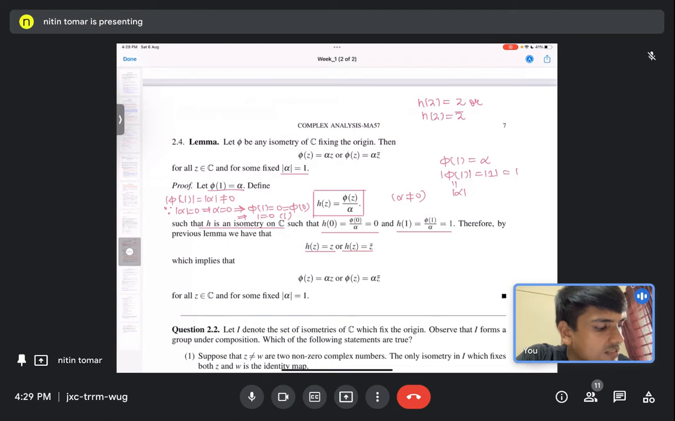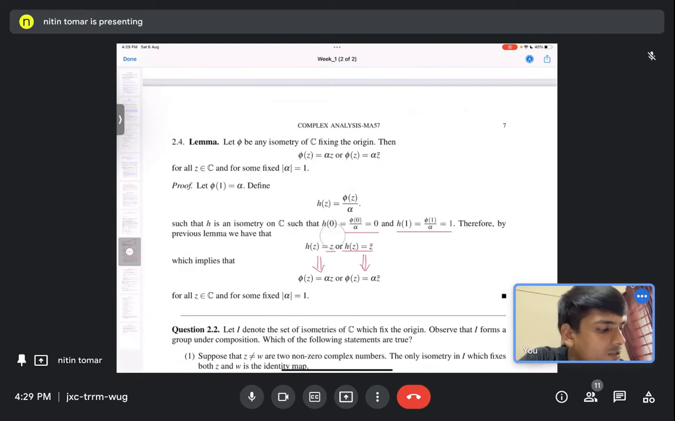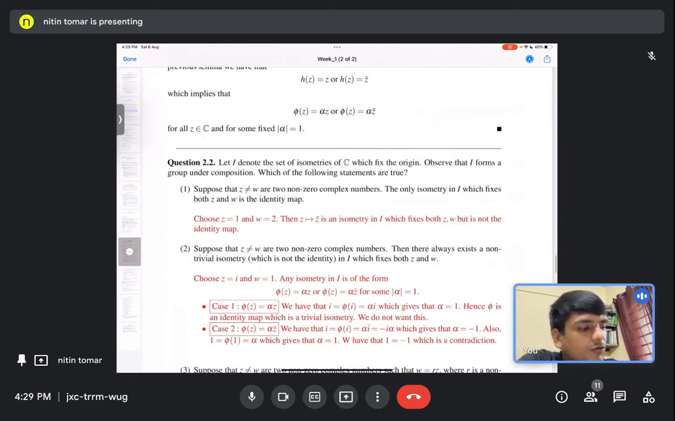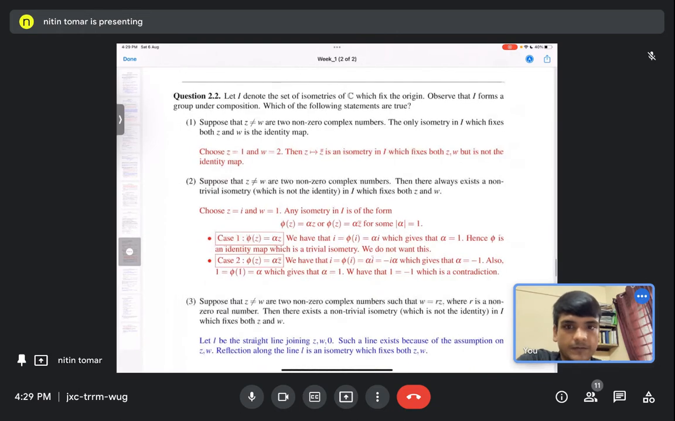So if h z is z, this implies phi z is alpha z, or if h z is z bar, it implies phi of z is alpha z bar. Okay. So we have characterized all the isometries on the complex plane which fix the origin. And why have we done all of this? Because we want to deal with the next question.